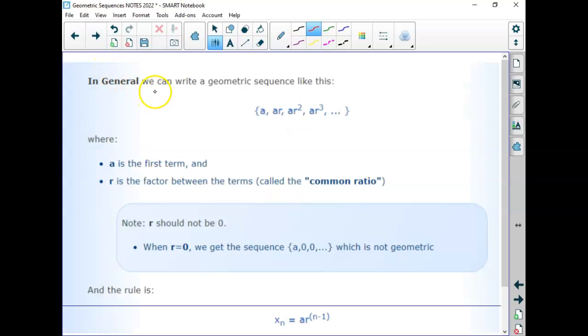All right. In general, we write a geometric sequence. You start with the first term, and then you multiply by that ratio, and then you multiply again. And when you multiply a second time by something, you can write it as squared, right? And then if you multiply it a third time, you could write it as cubed.